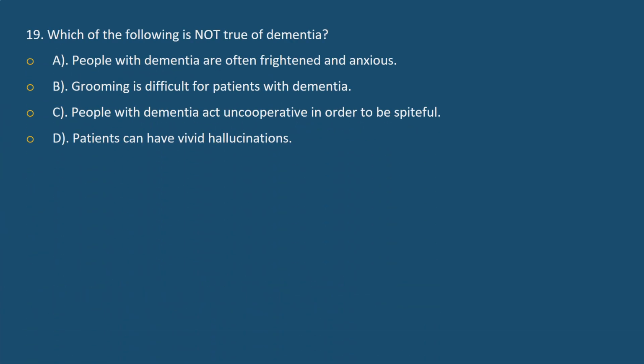Question 19. Which of the following is not true of dementia? A. People with dementia are often frightened and anxious. B. Grooming is difficult for patients with dementia. C. People with dementia act uncooperative in order to be spiteful. D. Patients can have vivid hallucinations.